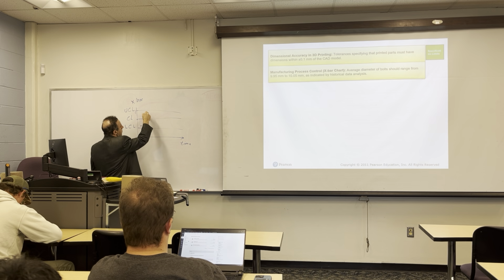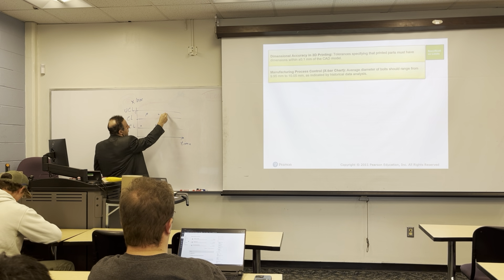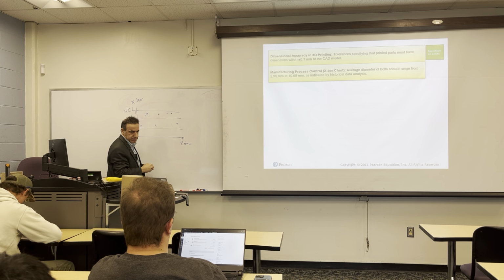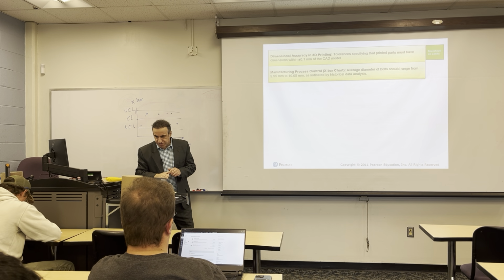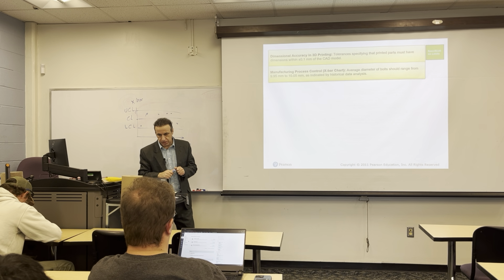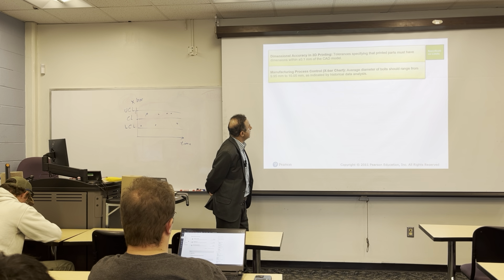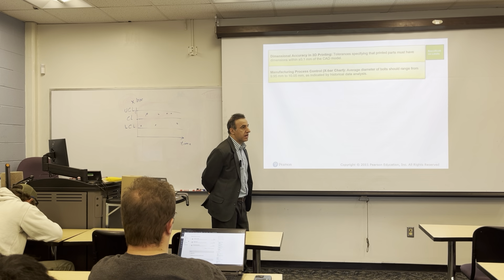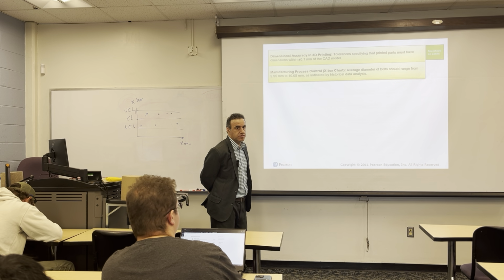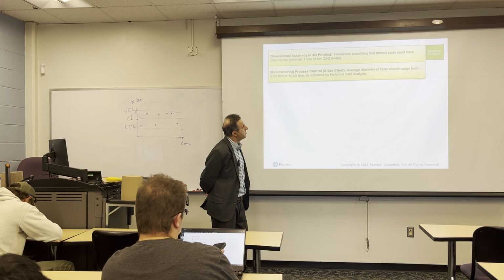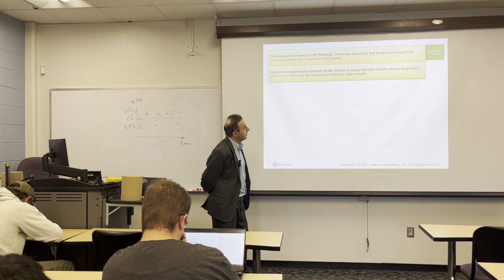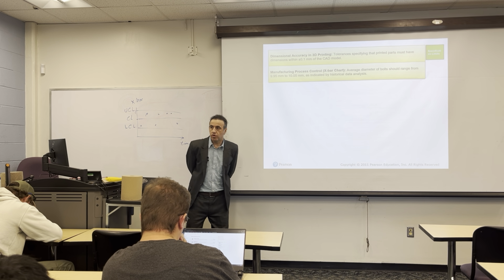So it's going up, sometimes it goes down. Average diameter of bolt should range from these values as indicated by historical data analysis. What does it say? Is it a specification limit or process control?